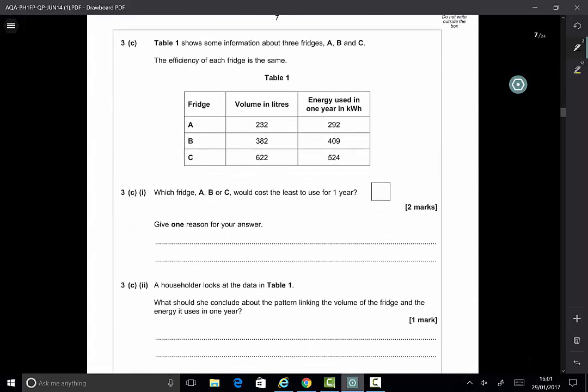Okay. Table 1 shows some information about 3 fridges, A, B and C. They've all got the same efficiency. So when it tells us that they're using different amounts of energy, the fact that the efficiency is the same means that the proportion of energy wasted is going to be the same each time. Which fridge is going to cost the least to use for 1 year? Well, that'll be the one that's using the least energy because we pay for our energy bills. So it's going to be A. Give one reason for your answer. It uses least energy.